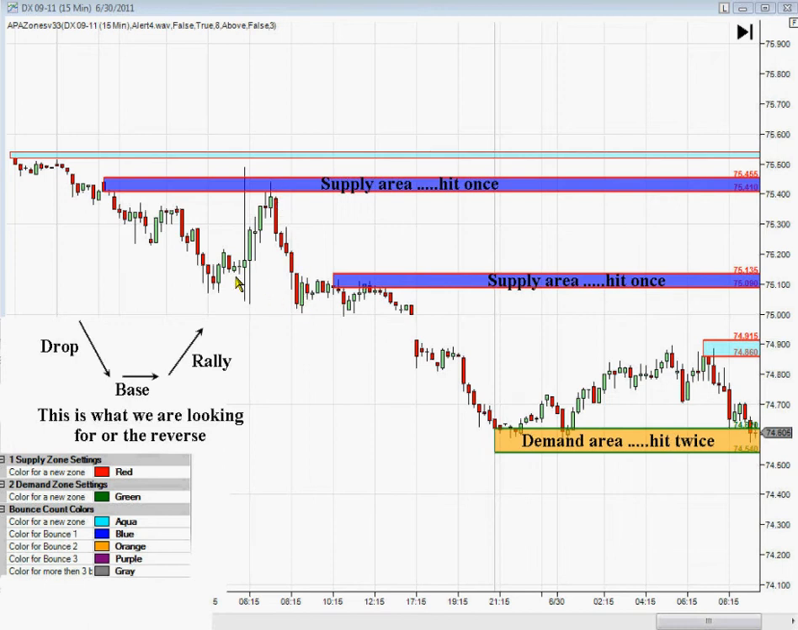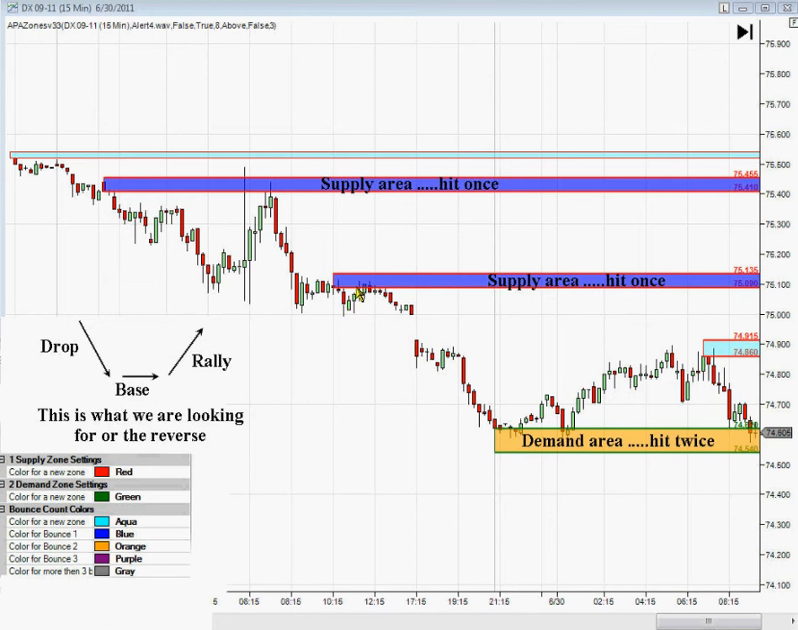We're looking for a change in direction, and once it comes up and revisits this area for the first time, we expect it to sell off. And so we're in a downtrend here, so this would be a drop, a base, a rally, a base, a drop, a base, and then a continued drop. So this would be a drop, base, drop.